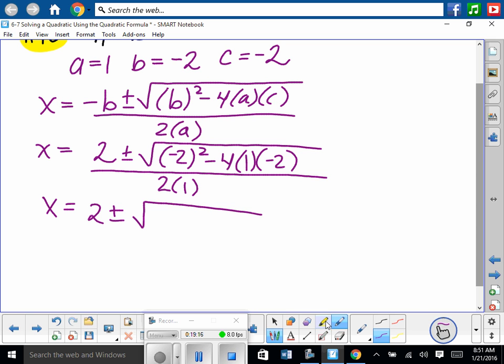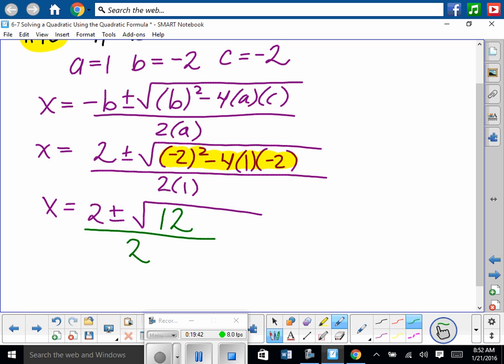I'm going to only calculate this part in my calculator. So type it in. 12. I believe that's right. Yes, good. So everybody, we're seeing something a little bit more intense here. So we have the square root of 12 all over 2 times 1, which is 2.